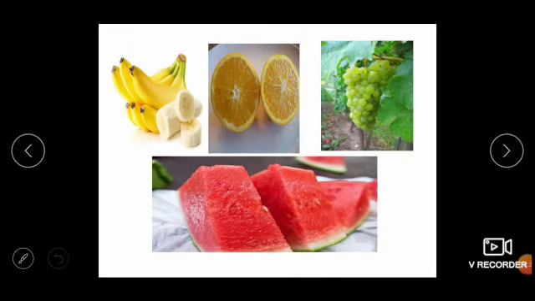Our next slide. Here these are the parthenocarpic fruits, the seedless fruits. The first one is the banana. Here the seedless oranges, the seedless grapes, and this one is the seedless watermelon.